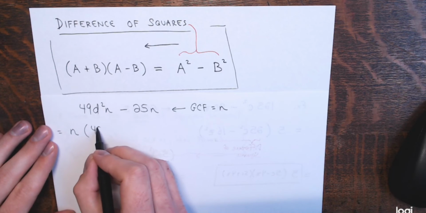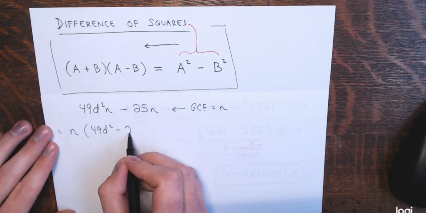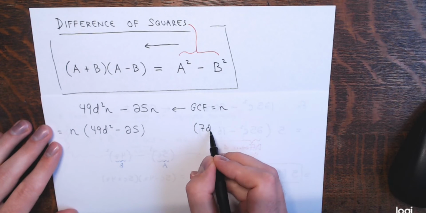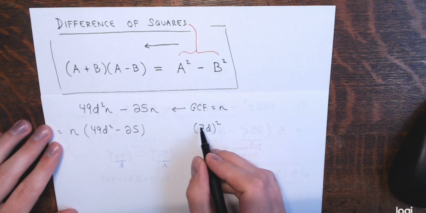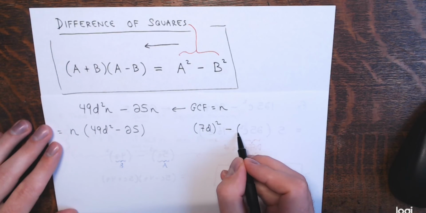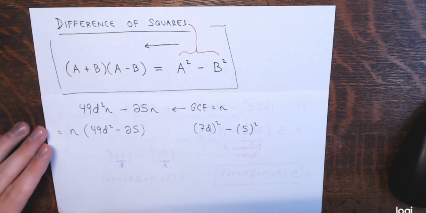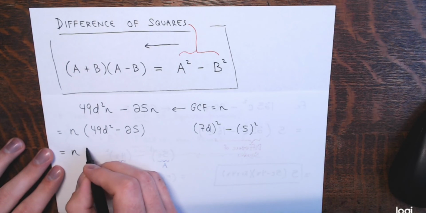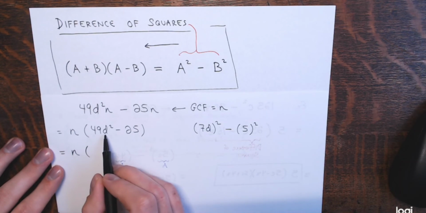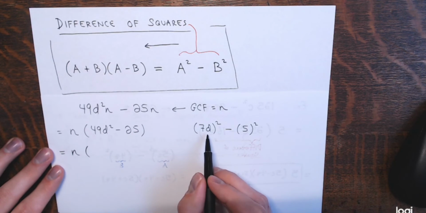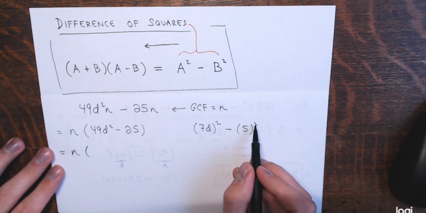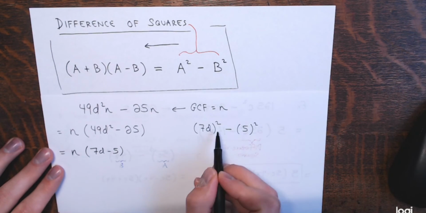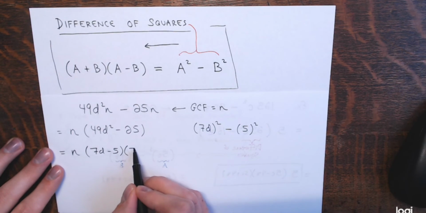49d squared minus 25, which is the same thing as 7d to the second power, right? There's your first square, minus, and then 25 is 5 squared. All right, so that factors, we have n, the GCF that we pulled out, and this 49d squared minus 25, that's 7d to the second minus 5 to the second. This will factor to 7d minus 5, right? One factor is just get rid of the squares, and then the other factor is the conjugate, 7d plus 5.